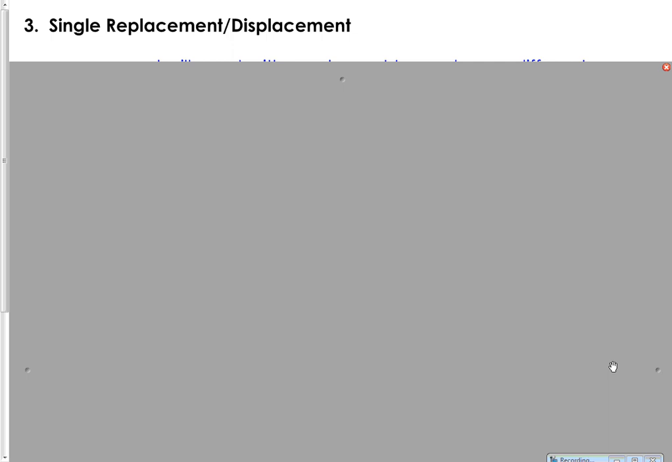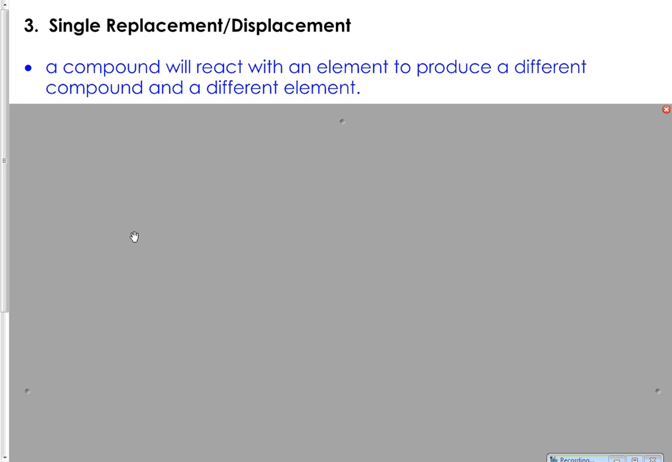This is video number 5 for chapter 8 in chemistry. In this video, we're going to be covering single replacement, or sometimes they're called single displacement reactions. In this type of reaction, you will always have a compound, and it will react with an element. And then if the reaction occurs, you will produce a different compound and a different element.